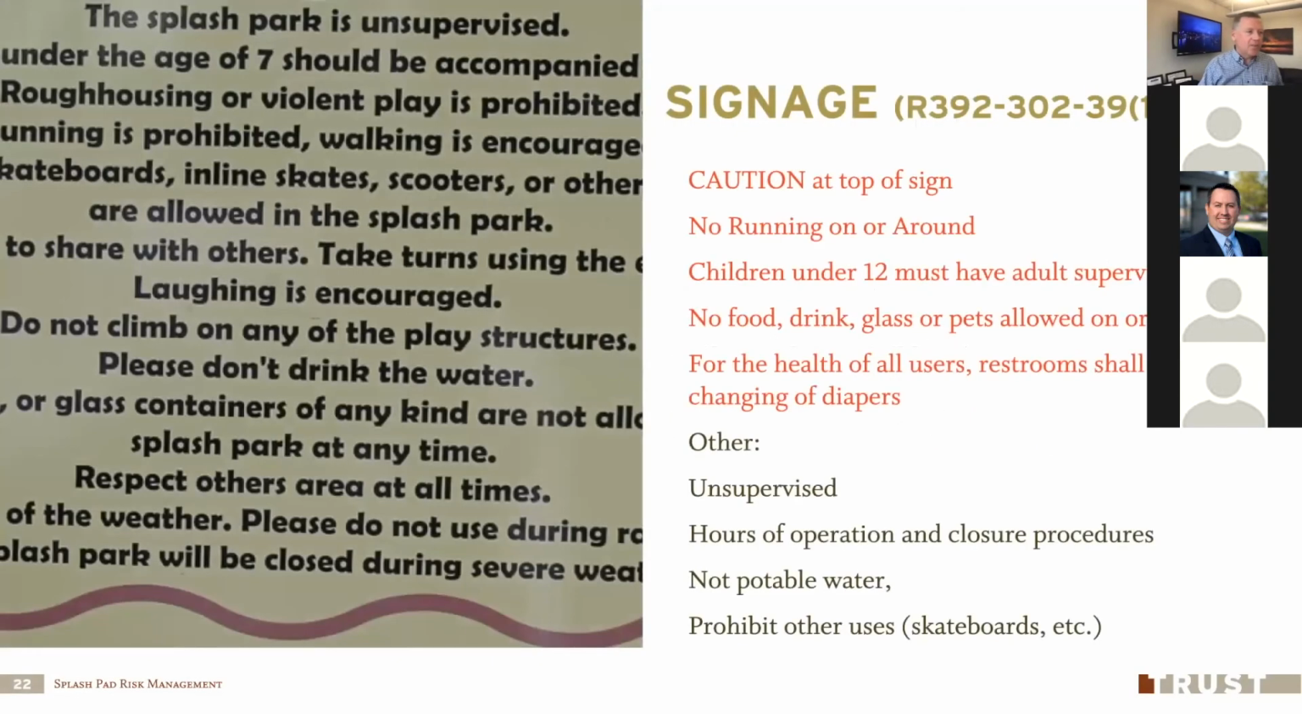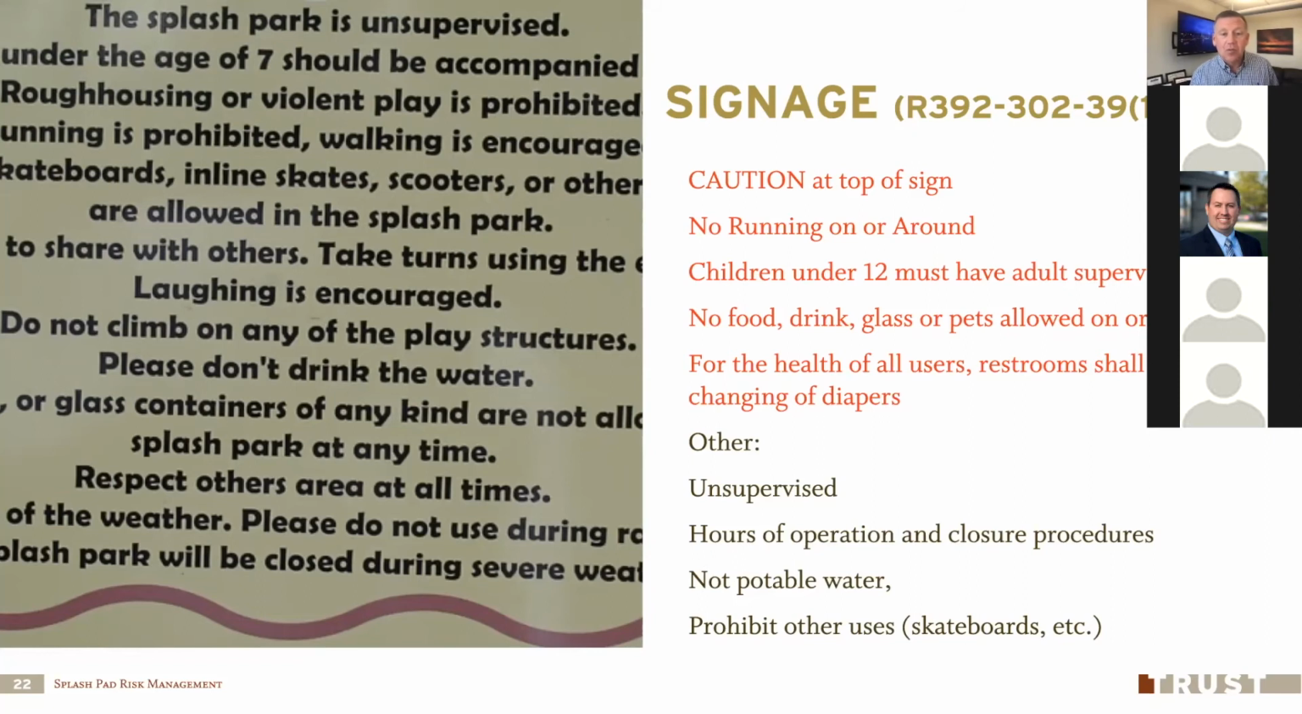All right, signage. The items in red are called out in the state code as required, so our signs need to have these, and I have some others that I think should be there as well. Caution at the top of the sign: no running on or around. Children under 12 must have adult supervision. No food, drink, glass, or pets allowed on or around. For the health of all users, restrooms shall be used for changing of diapers. Pretty standard stuff.